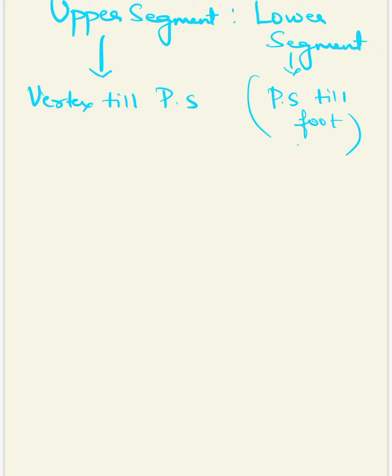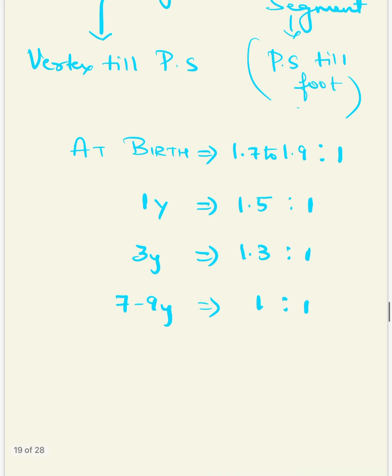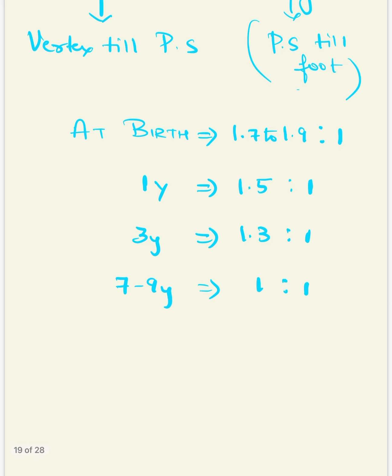At birth, the upper segment to lower segment ratio is 1.7 to 1.9 is to 1. At 1 year of life, it will become 1.5 is to 1. Then at 3 years, it will become 1.3 is to 1. Then at 7 to 9 years, it will become 1 is to 1. Then by 11 years, it will become 0.9 is to 1.